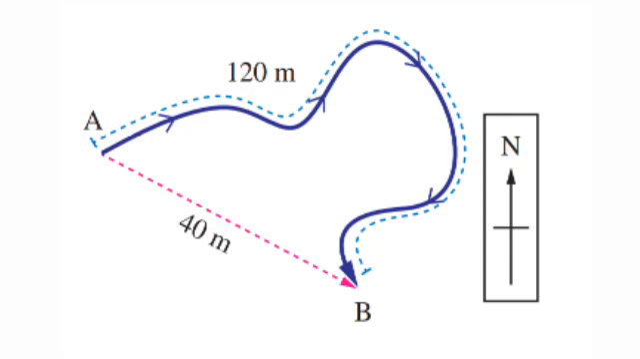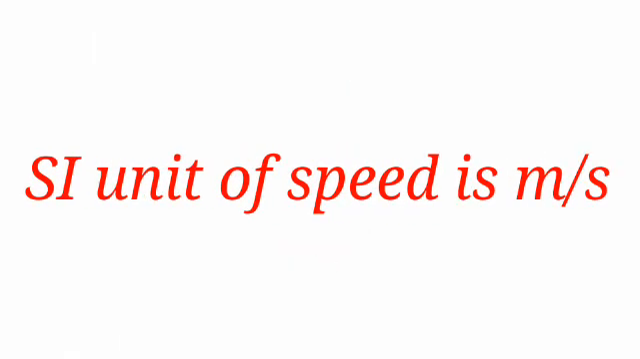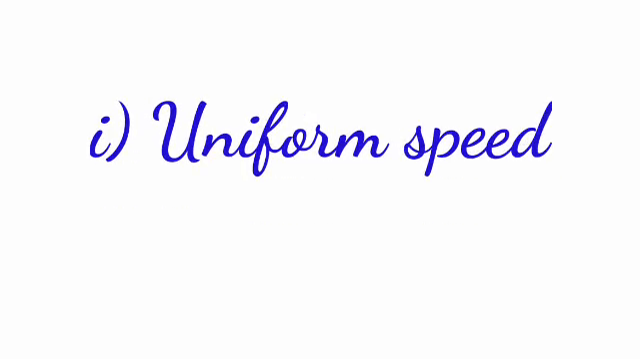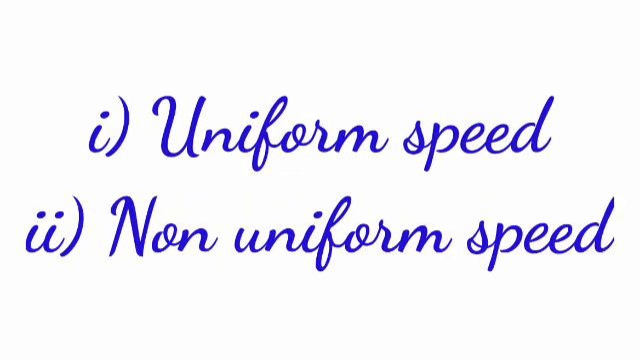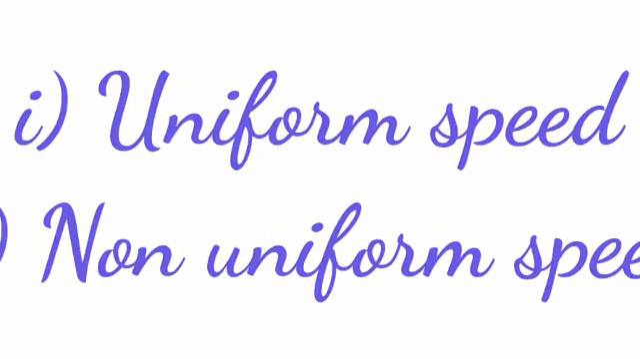In other words, you can divide the distance traveled by the time taken to get the speed. The SI unit of speed is meter per second. We can classify speed into two types. One is uniform speed, the second is non-uniform speed.